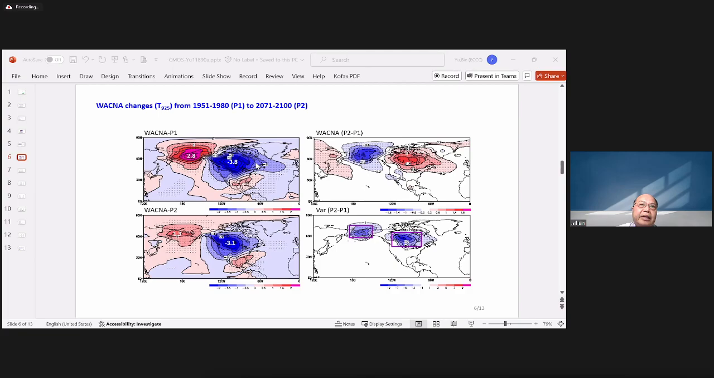Changes in WCNA pattern intensity and spatial structure are also clear when comparing the patterns from the early 30 years, 1951 to 1980, to a later 30-year period, 2071 to 2100. So we can see that the dipole structure appears in both periods, but it's clearly more asymmetric in the later period. And then the difference of these regression values shows negative values over the CBS region, but positive values over North America, which indicates that both centers decrease in strength with global warming.